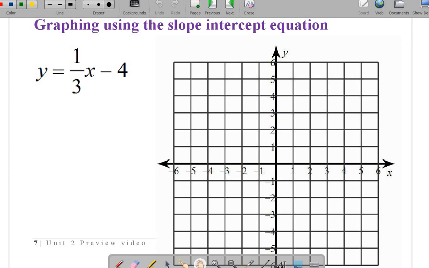Now, what if we're not dealing with vertical or horizontal lines? Then we're dealing with an equation of a line that has something called slope. The most common is the slope-intercept equation of a line. You guys know it as y equals mx plus b. That is the slope-intercept equation of a line. To graph, you have an equation. Notice y is by itself. Always write the equation right underneath.